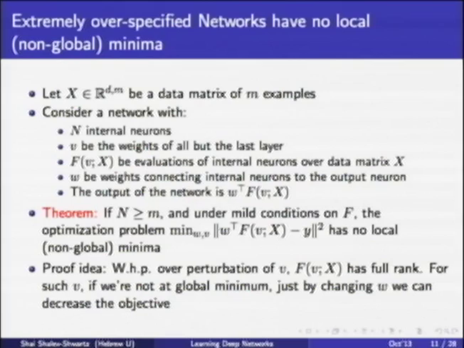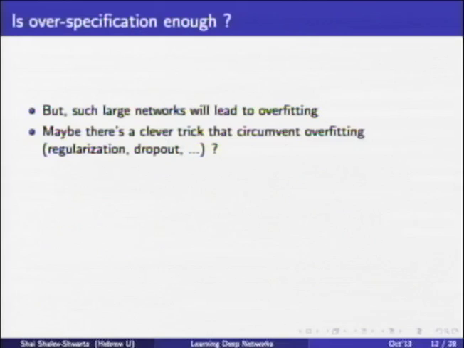So this is very nice, but of course it has a big problem. The number of neurons here is greater or equal to the number of examples. So statistically, such networks will lead to overfitting. Okay, overfitting, if our problem is overfitting, maybe there is some clever way to eliminate overfitting, like regularization, or people in neural networks propose dropouts, or many, many other ideas. So maybe there is some trick that will eliminate this problem.